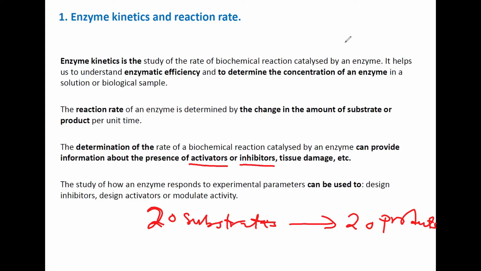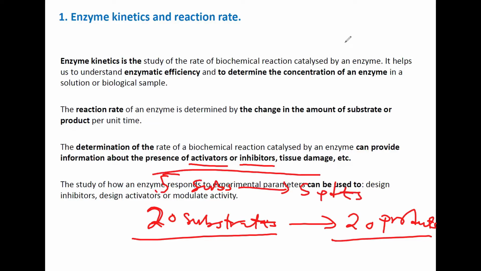And we also have enzyme inhibitors. So when you say enzyme inhibitor, what does that mean? Enzyme inhibitors are molecules that decrease or inhibit the activity of the enzyme. Let's say it is converting 20 substrates to 20 products, and now in the presence of inhibitors, it is converting only 5 substrates to 5 products. So what does that mean? It means that definitely in that given sample there is an inhibitor, a molecule that slows down the activity of the enzyme.